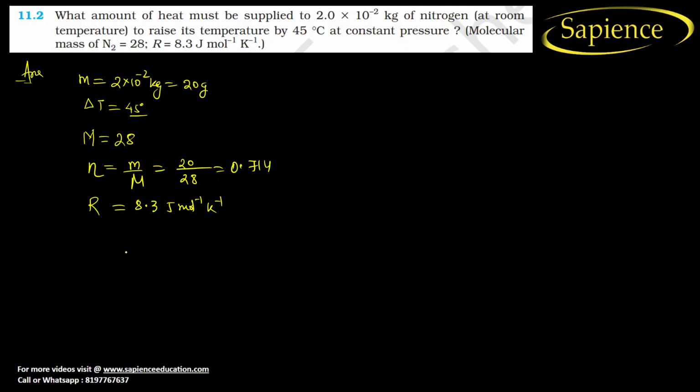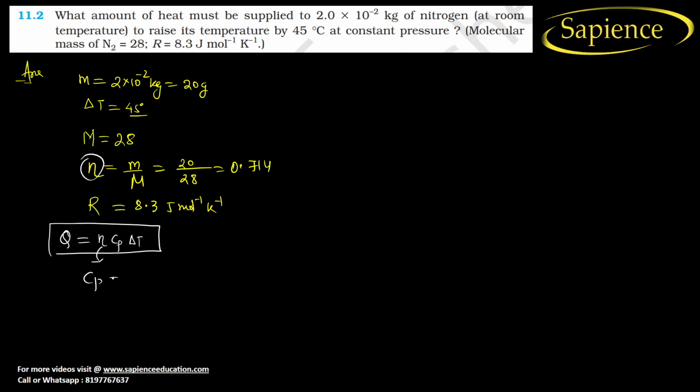Now in the question, what amount of heat must be supplied? So they are asking about the heat. So heat must be supplied to raise the temperature. So Q is equal to n, the number of moles, into Cp at constant pressure into delta T. So this is the formula. We have got the value of n from here. We need to find Cp. So how will you find Cp?